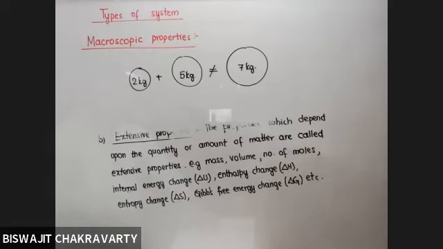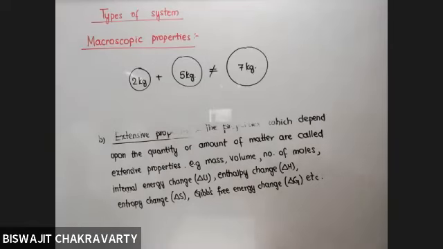So those properties which depend upon the amount of substance are additive in nature. When you mix up the substances, all these properties will also get added up, irrespective of the nature of the substance. Hence they are called extensive properties.